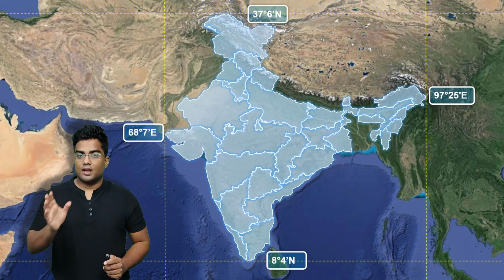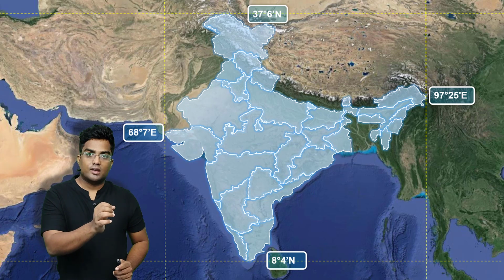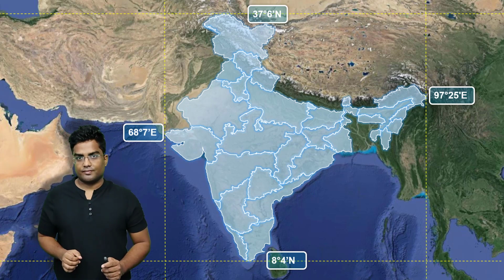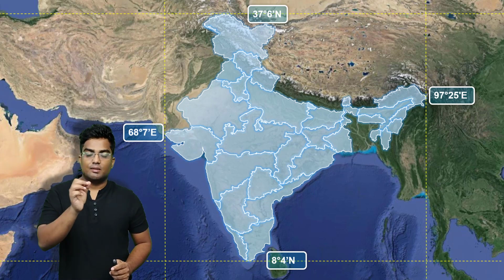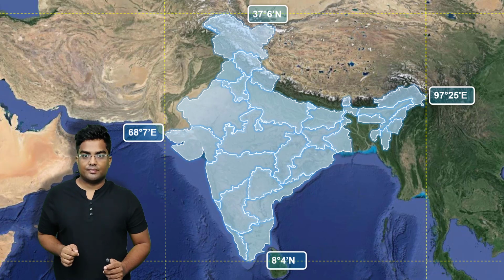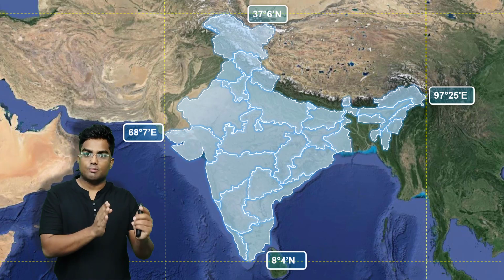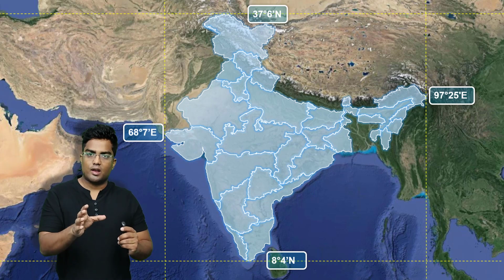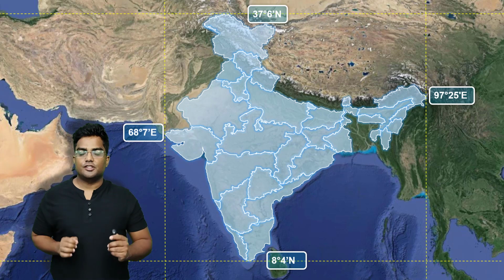However, as you can see, the eastern extremity is located at 97 degrees 25 minutes east. And our western extreme is 68 degrees 7 minutes east. So once again, since our country is located in the northeastern part, or more specifically the eastern part, that is why our extreme coordinates, or any coordinate in India, will always have east.